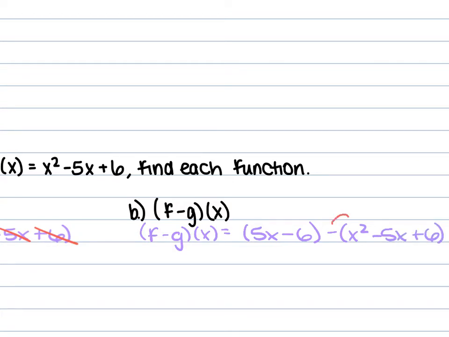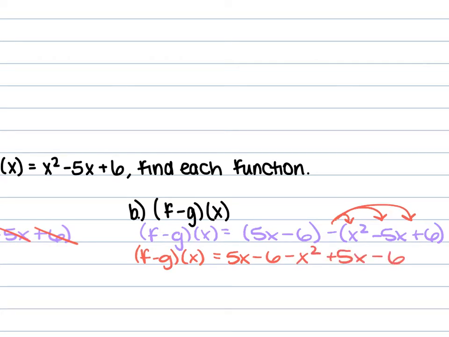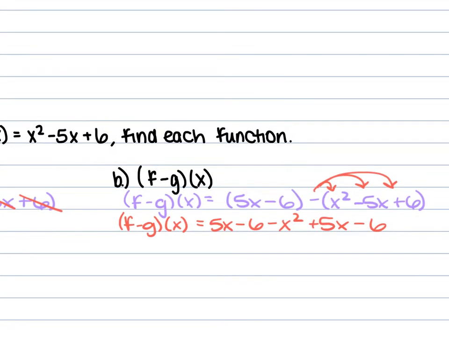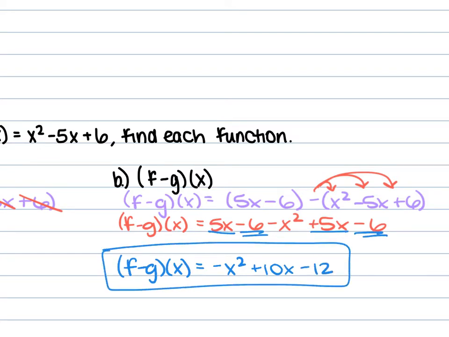We are going to distribute that negative, so it's going to change the sign on all three of those last terms to give us f minus g of x is equal to 5x minus 6 minus x squared plus 5x minus 6. The highest exponent that we have is that negative x squared, so we're going to put that first. Then we have 5x plus 5x, which is 10x, and then negative 6 minus 6 is negative 12. So f minus g of x is equal to negative x squared plus 10x minus 12.